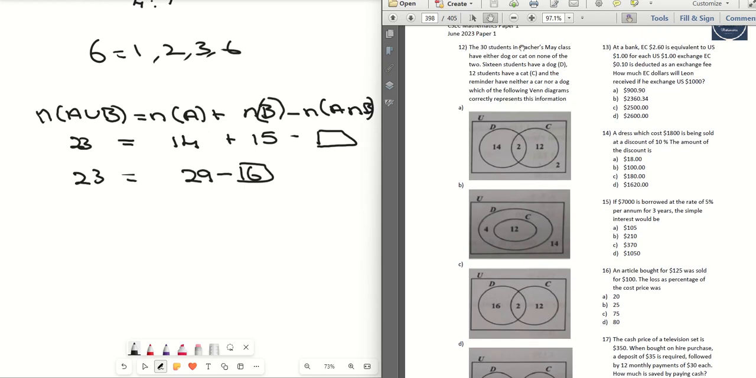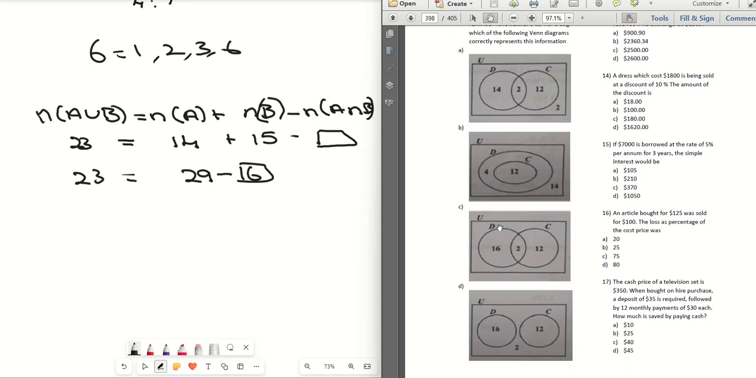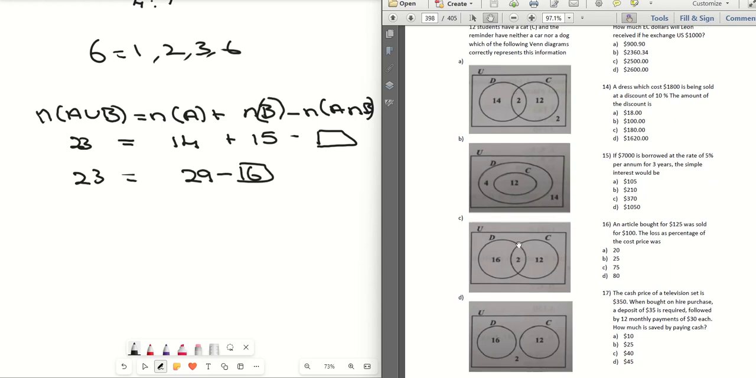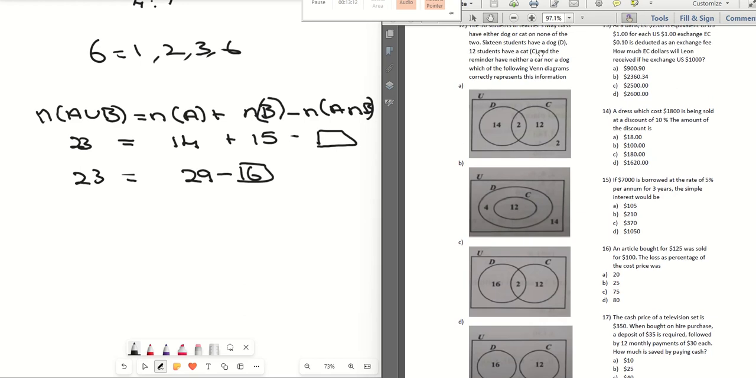So let's see. They said that you either have a dog or a cat or none of the two. And 12 have cats, so you're looking for the circle that has 12. If we look at this, 16 is dogs.